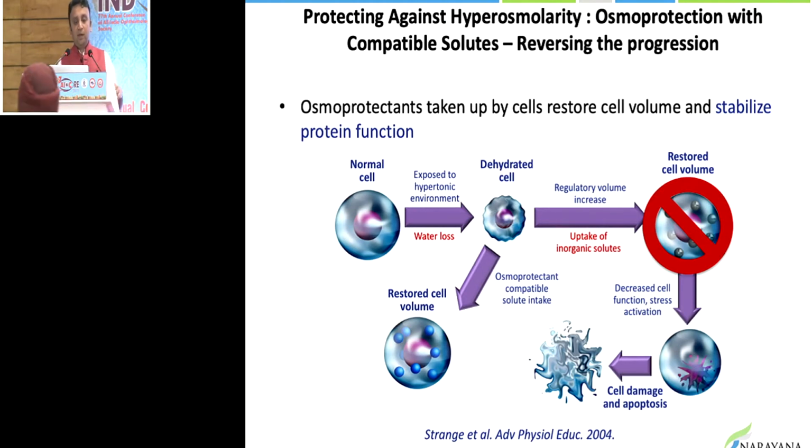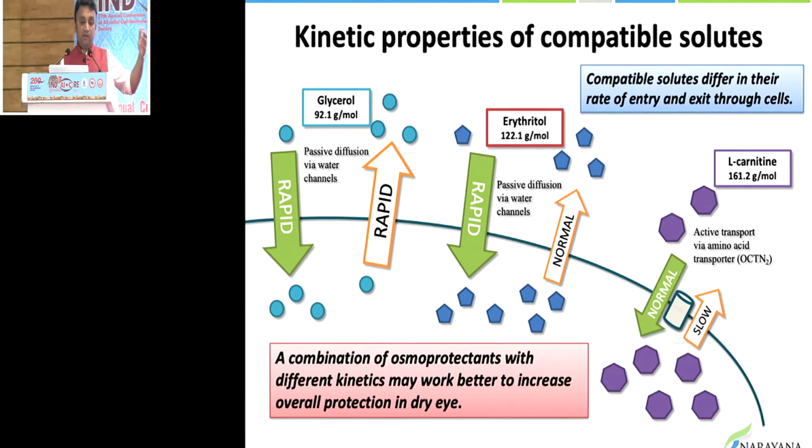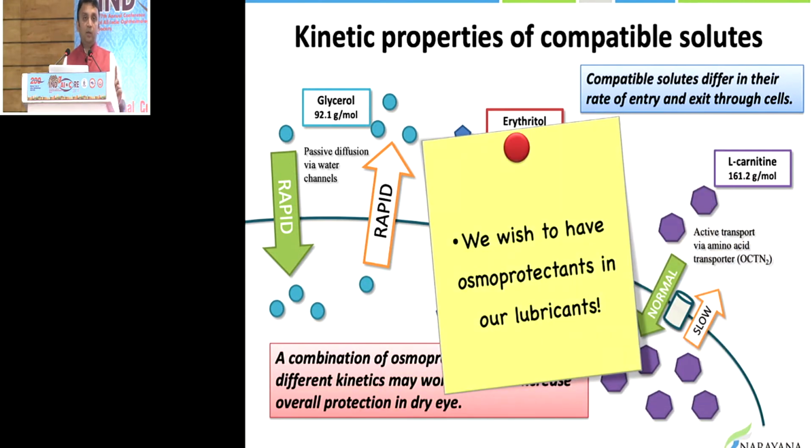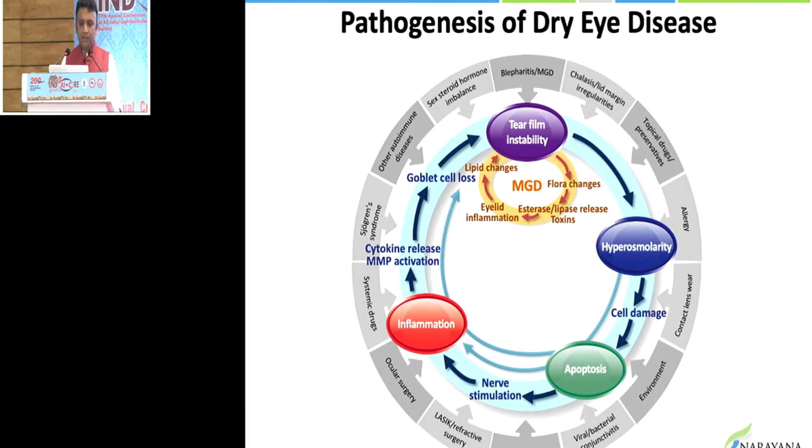So we can have a way around this, and use certain molecules which are osmoprotectants. There are various molecules, like smaller molecules such as glycerol, which go easily inside the cell and can come out easily too, so it rapidly goes inside but rapidly comes out also. Erythritol goes in rapidly but comes out a little slowly, and L-carnitine goes in with active transport and comes out a little slowly. So when you combine all of them together, it can work for a longer time. I do not have any financial disclosure here, but I would certainly wish that all my lubricants had an osmoprotective agent, which certainly helps. And these are things which are already published and studied in labs also, so it's not a big deal.